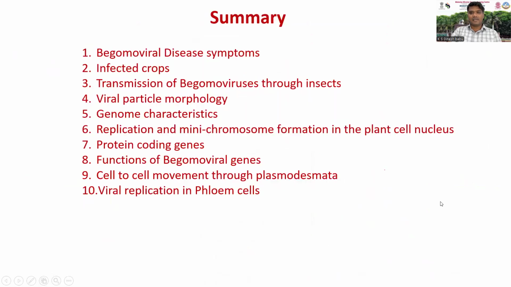Like that, various types of proteins perform multifunctional things inside the plant cell. Here, we have seen many aspects regarding the begomoviruses. We have seen begomoviral disease symptoms, infected crops, and how the virus is transmitted from one cell to another cell. We have discussed the particle morphology, the genome characteristics, and how these viruses stay stably in the nucleus. I have also explained the viral protein coding genes, and we have discussed viral replication in the phloem cells.